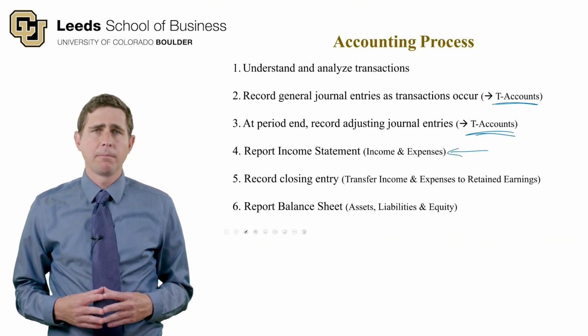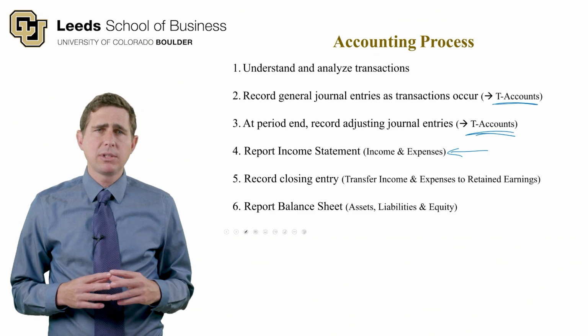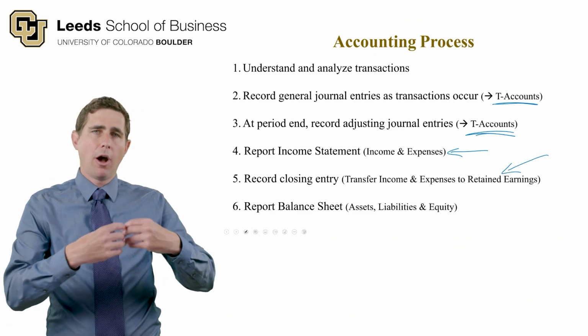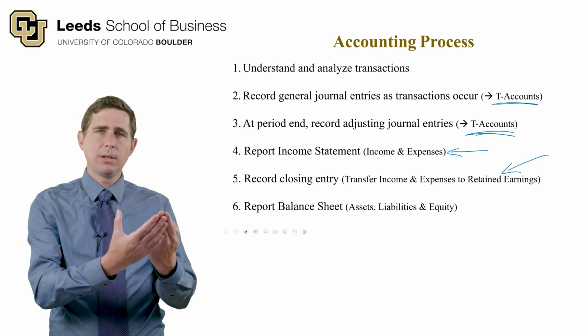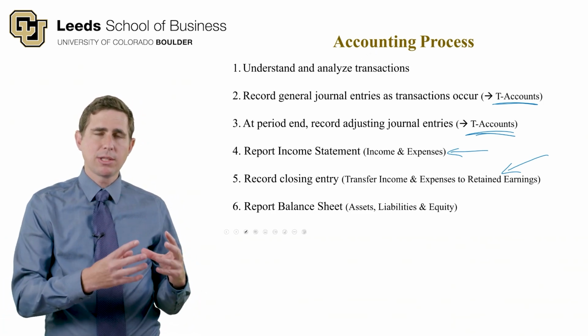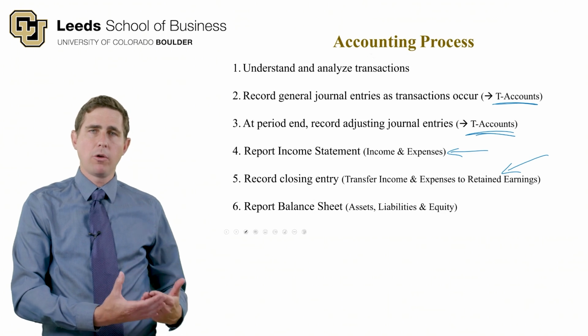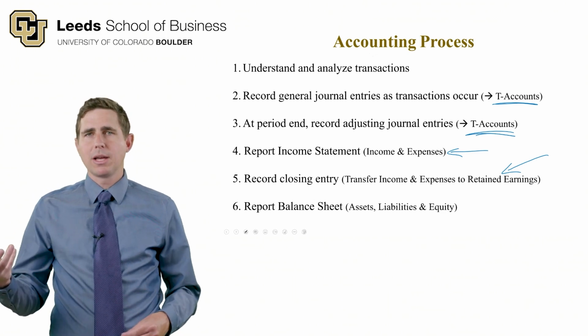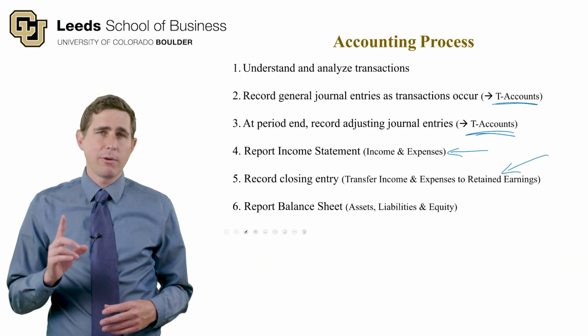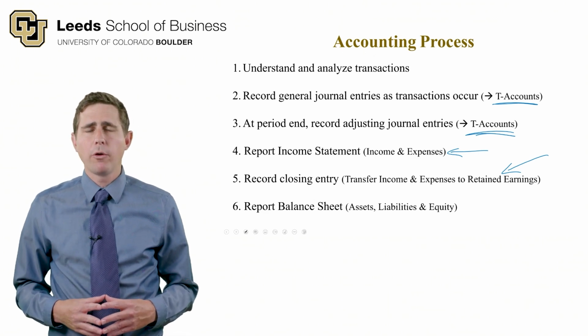After we report our income statement, we'll record something called the closing journal entry, which transfers all the income and expenses from the income statement into our net worth on the balance sheet. So that's the entry that transfers the income statement earnings into retained earnings on the balance sheet. It's called the closing entry. And finally, step 6, once we've recorded that closing entry, we can report our balance sheet.